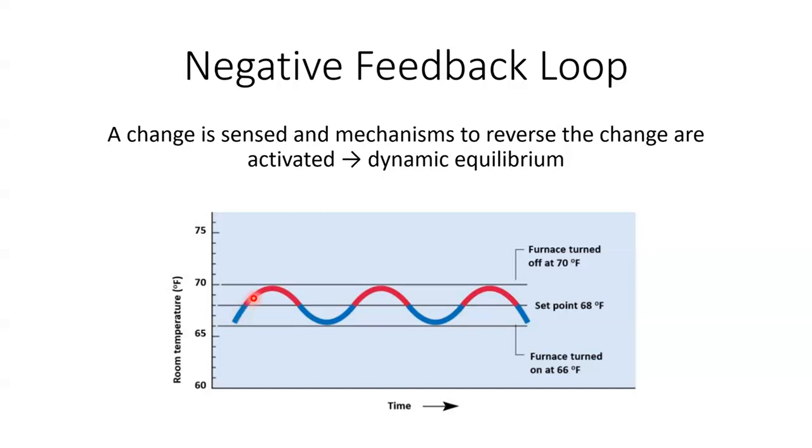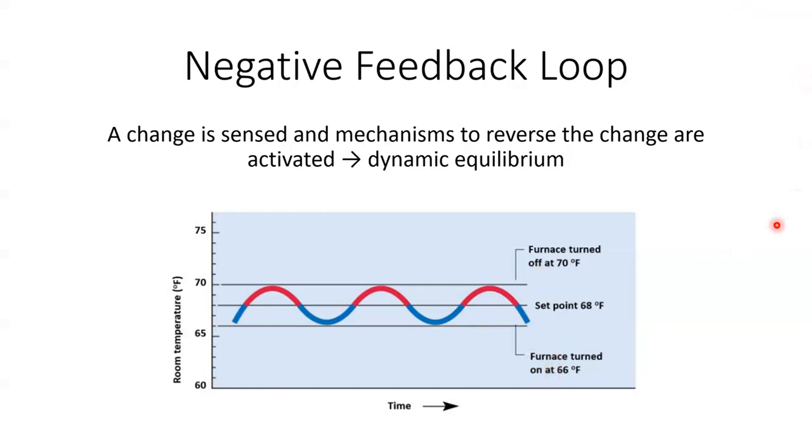It will pass our set point of 68 degrees Fahrenheit and it will reach our upper limit of 70 degrees. At 70 degrees, that furnace will now turn off. The room will slowly cool, passing our set point of 68 degrees and again reach 66 degrees Fahrenheit. And so on, and so on, and so on. So we are constantly testing that temperature, and when it reaches either the upper or the lower limit, we are turning the furnace on or we are turning the furnace off. But it's all staying within that relatively narrow range of 66 degrees Fahrenheit to 70 degrees Fahrenheit.